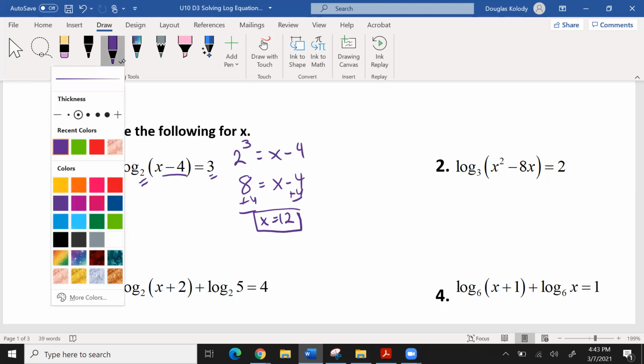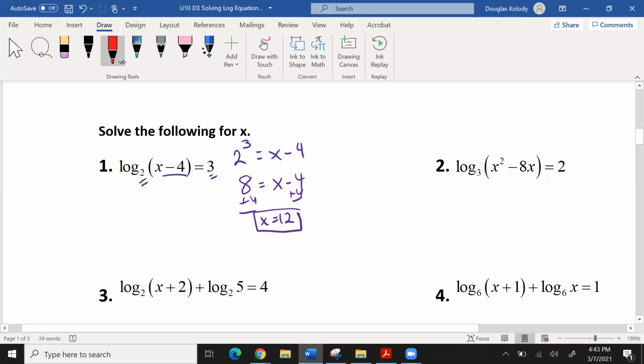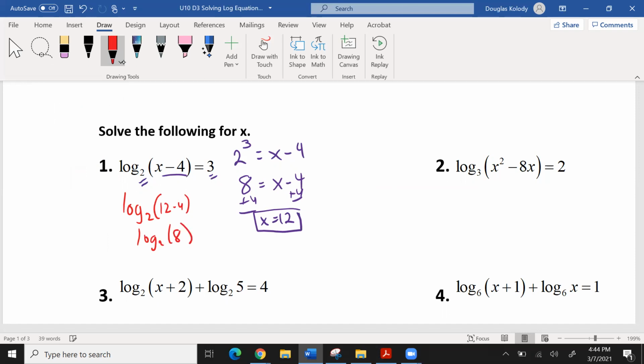So then I'm going to do my checks in red. Okay, I'm going to do my check in red. If I plug in 12, I get log base 2 of 12 minus 4. All I'm really doing, everybody, is just checking to make sure it's positive. Is 8 a positive number? Yes, it is. 8 is a positive number. It checks out, so that checks.